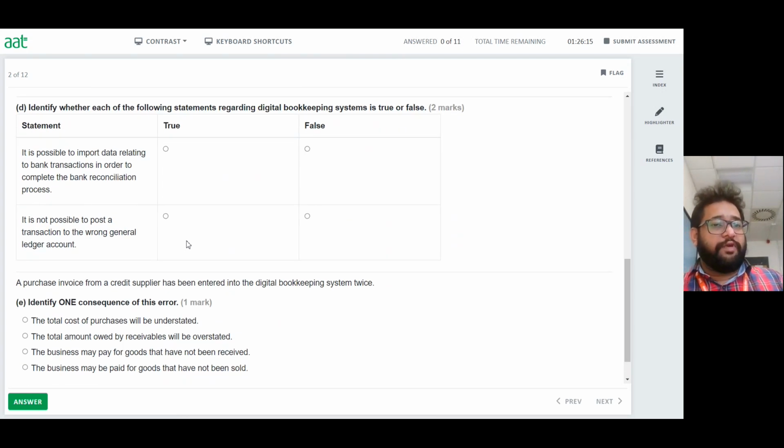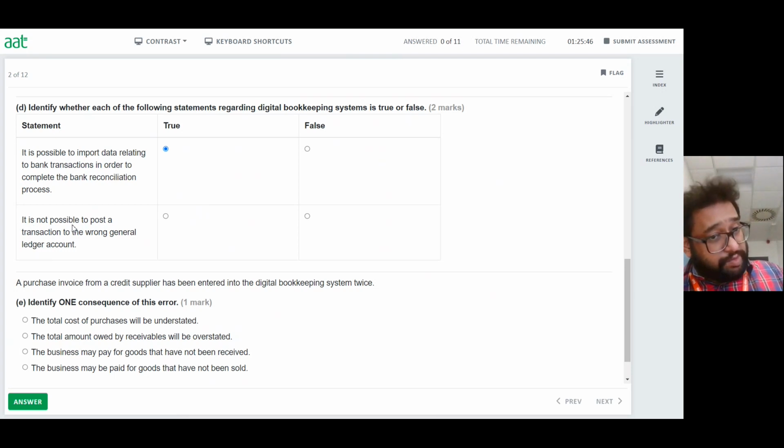Identify whether each of the following statements regarding the digital bookkeeping systems are true or false. The first one is, it is possible. The words "it is possible" mean there is a chance it may happen, might not happen. So you've got a lot of breathing room there to import the data relating to the bank transaction in order to complete your bank reconciliation process. Absolutely right. It is possible. If they say it can be only done this way, that is wrong. It is possible. We can do that.